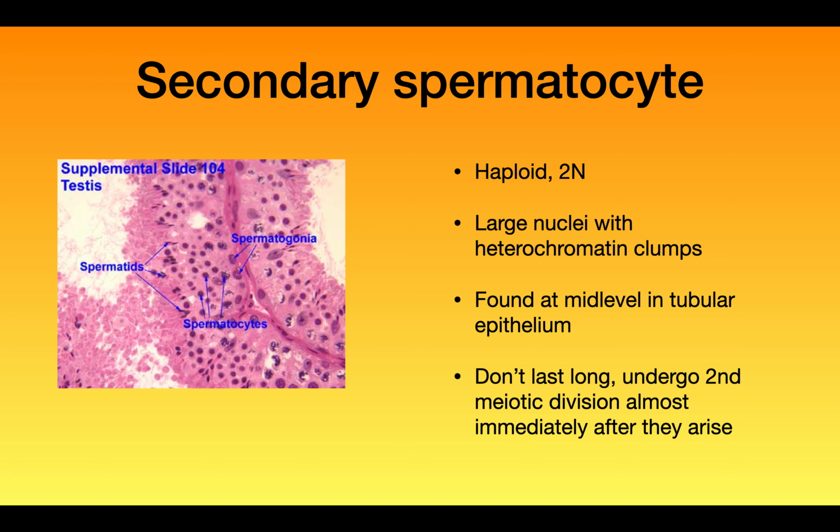The secondary spermatocytes are going to be your haploid cells, and those are also found in the epithelium, and they don't really last long. They go through the second meiotic division almost immediately after they appear, so they don't arrest like in the females.